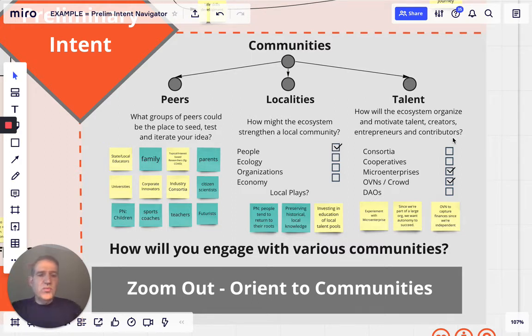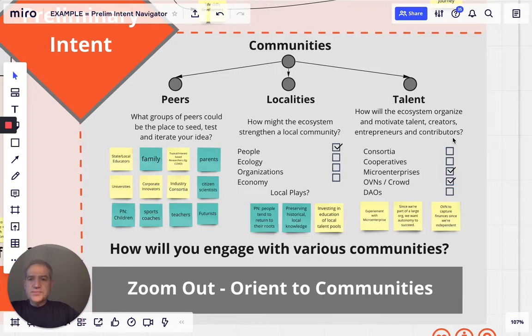The other major one we like to look at and have conversations around is talent. So there are a number of different ways that you can engage talent around your ecosystem concept. It can be more traditional in terms of your organization or your business, perhaps in a partner network or consortium. Could be done through cooperatives. And there are a number of emerging decentralized ways to utilize talent that you can also consider for mobilizing around your ecosystem. So that's the second one, really thinking about how you orient toward communities and engage people in what you're trying to do.